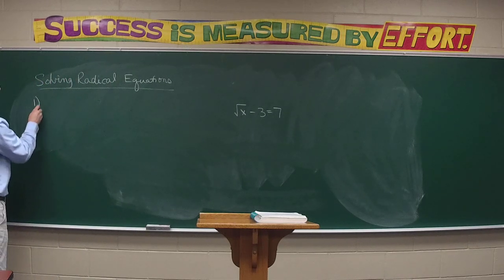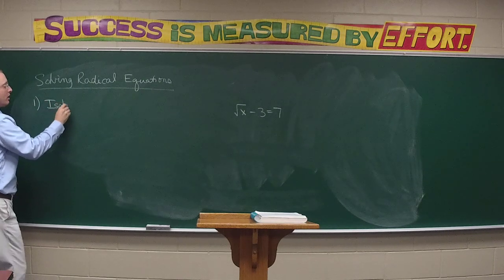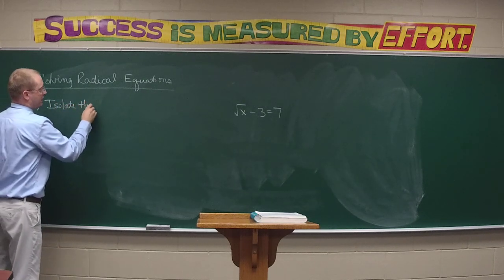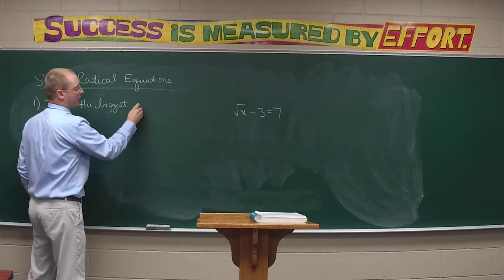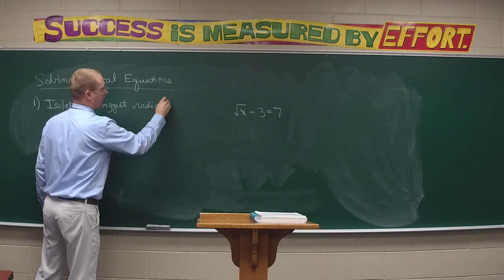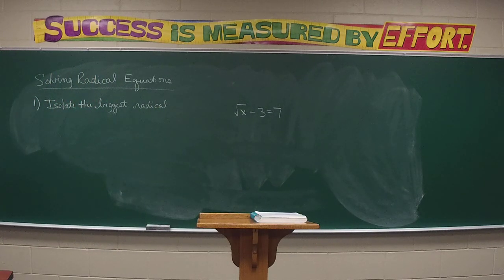So step number one is to isolate the biggest radical. I phrase it this way because we will work problems that have more than one radical later. Obviously, if there's only one radical, it is the biggest. That would be the square root of x, because that's the biggest radical. If we had more than one, you'd want to isolate the ugliest one.